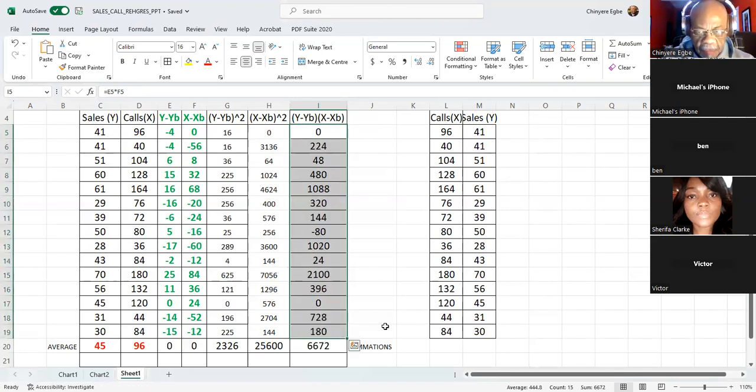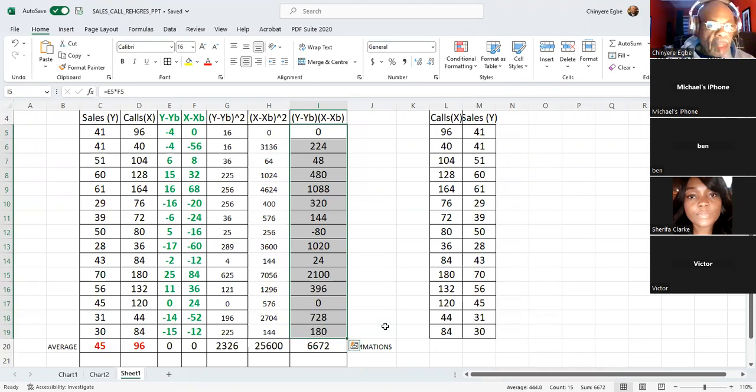All right. So now you write down these summations, okay? For the purposes of your homework assignment, write down the summations. So summation x minus x bar times y minus y bar is 6672. Summation x minus x bar squared is 25600. And summation y minus y bar squared is 2326.